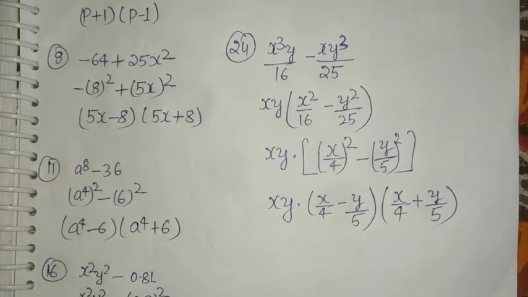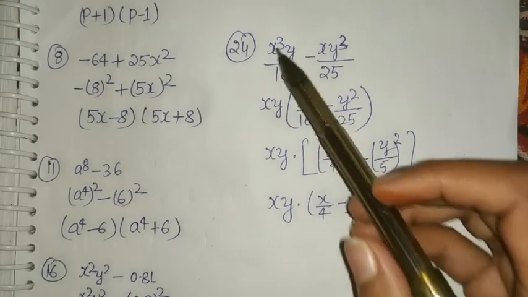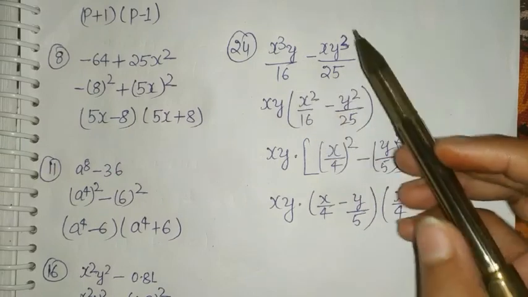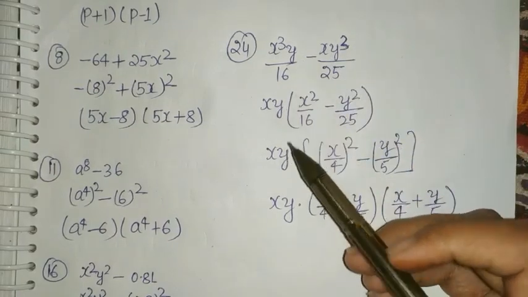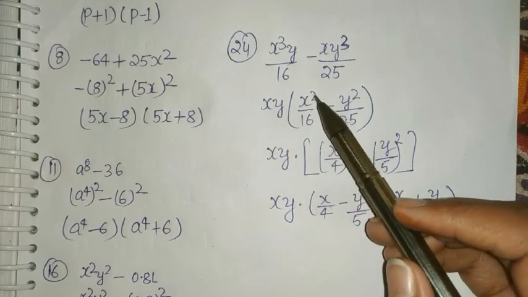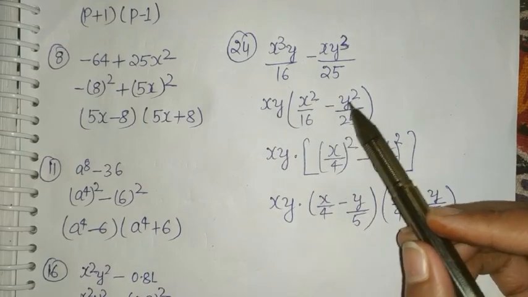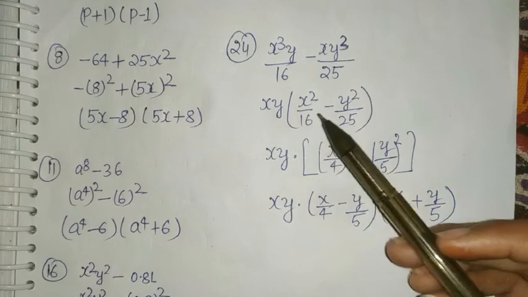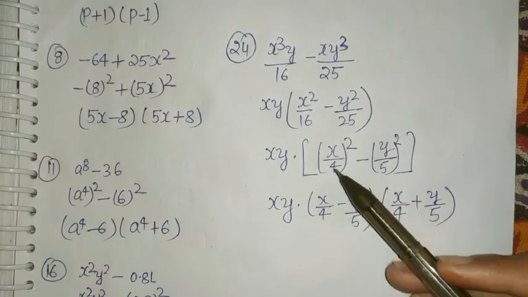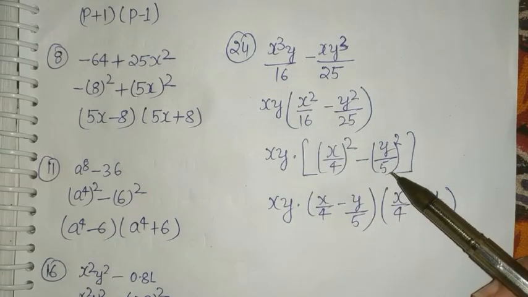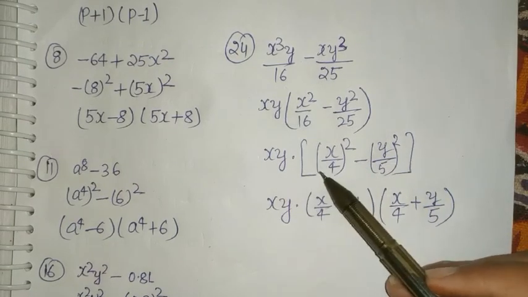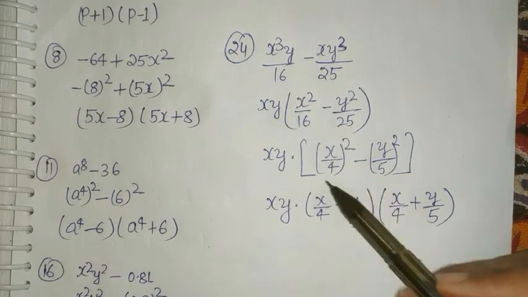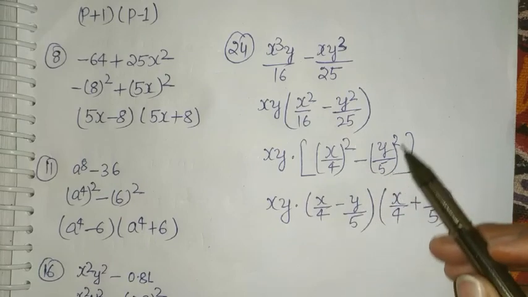Next question is x cube y upon 16 minus xy cube upon 25. Here we have to take xy as common, and we will get x square upon 16 minus y square upon 25. Instead of 16 we can write 4 square, and instead of 25 we can write 5 square. By writing all these, we will get xy into (x upon 4) whole square minus (y upon 5) whole square.